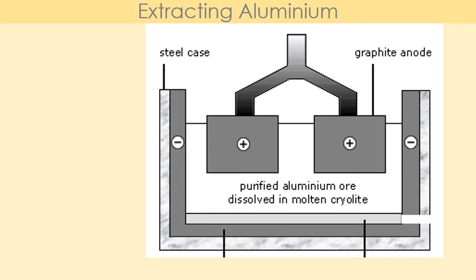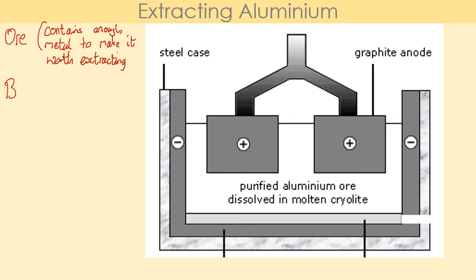So final thing we have is extracting aluminium. Aluminium is incredibly abundant in the Earth's core, but it exists as an ore. Now an ore contains enough metal to make it worth extracting. And it often exists as something called bauxite, which is a mixture of all sorts of things, but primarily aluminium oxide.